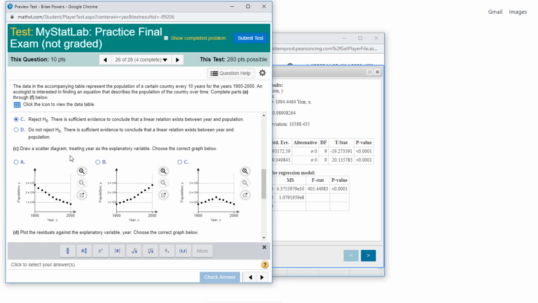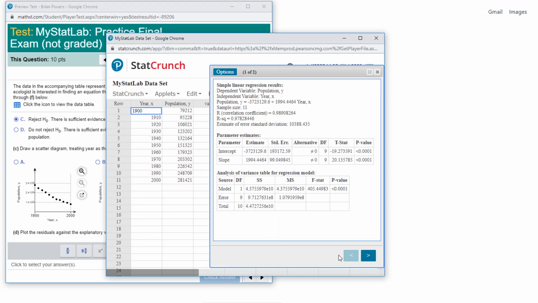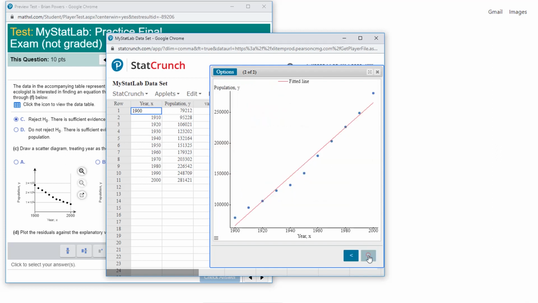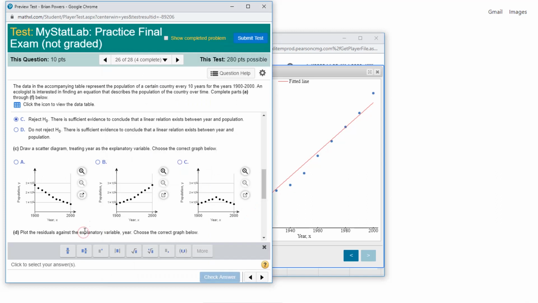Draw a scatter diagram. What does the scatter diagram look like? The scatter diagram is like a little bonus whenever you do a linear regression. Click this little arrow at the bottom, and you can see your scatter diagram. The points are kind of dipping down and dipping up. It looks like B is the right scatter diagram.